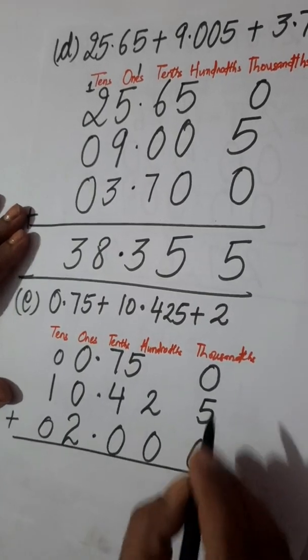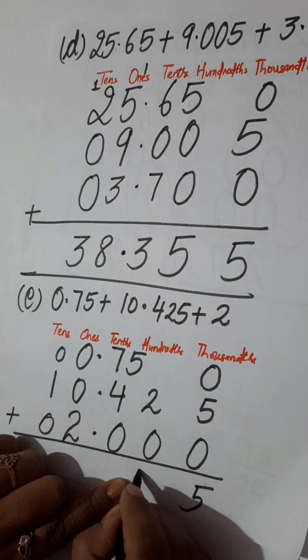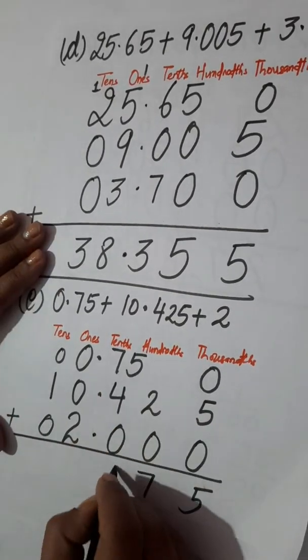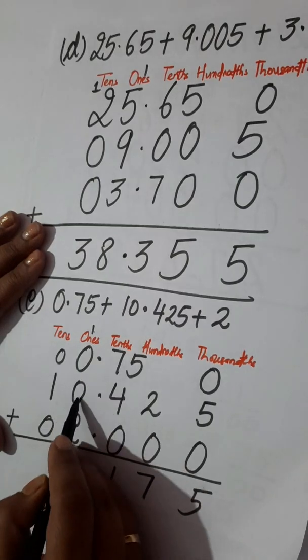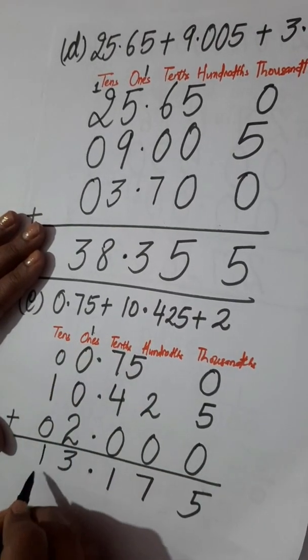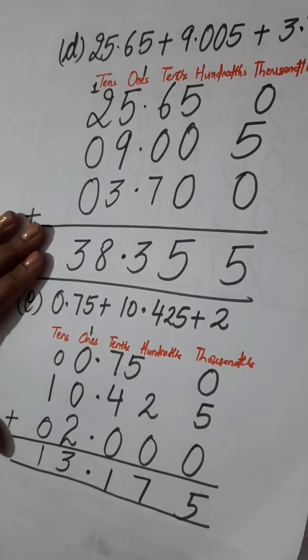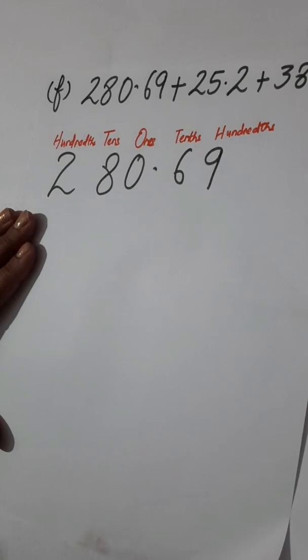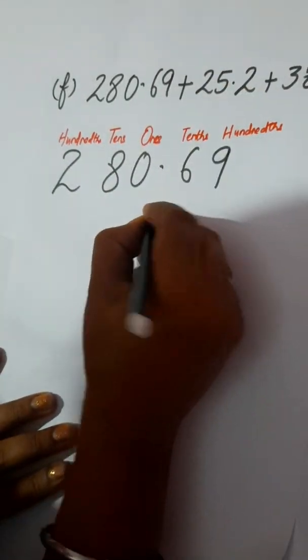Now you have to add. 0 plus 5 plus 0 is 5, 5 plus 2 is 7, 7 plus 4 is 11, put the decimal, 1 plus 0 plus 0 plus 2 is 3, 0 plus 1 plus 0 is 1. Now your answer is 13.175. Now here we have 25.2. So put the decimal over here.